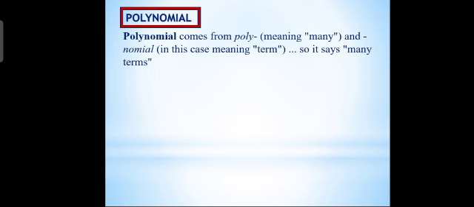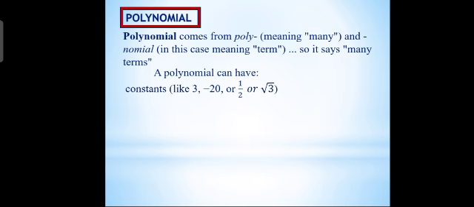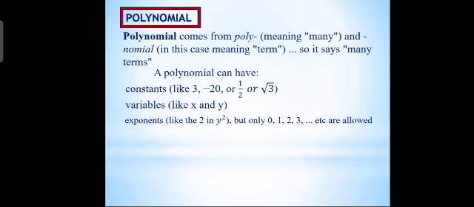Polynomial. Polynomial comes from poly, meaning many, and nomial in this case means terms. So it says many terms. A polynomial can have constants like 3, negative 20, or 1 by 2, or square root of 3. These are all constants. Variables like x and y. Exponents like the 2 in y squared, as y raised to power 2. So this 2 is exponent. But only 0, 1, 2, 3, and so on are allowed. It means that exponents must be non-negative integers.